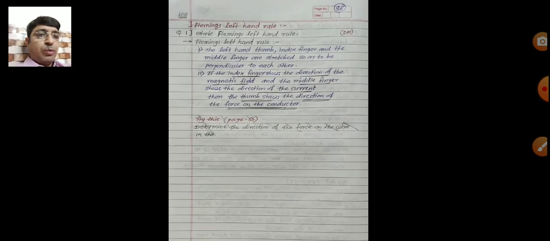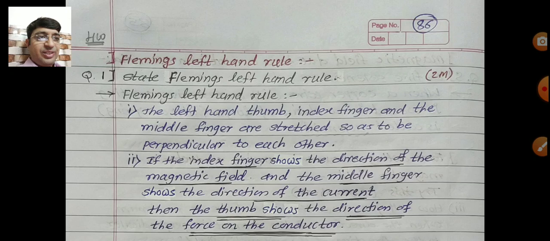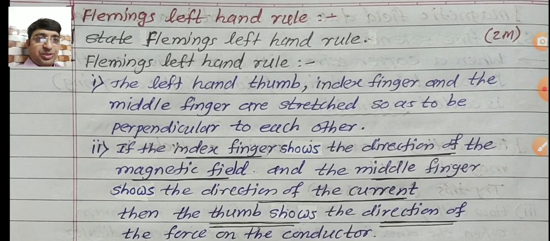So we revise that point again: how to write the answer of Fleming's left hand rule, and then afterward we continue with the electric motor. The question is asked for 2 marks: State Fleming's left hand rule.